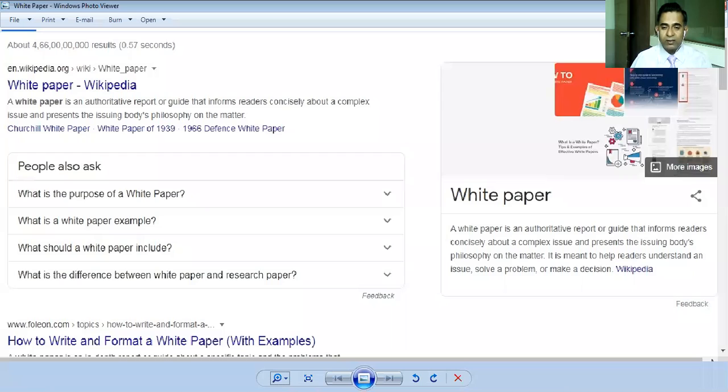So, the title of the white paper, I hope you understood now. It is also a research paper, but it is different in that it helps readers understand a problem or issue, and solve a problem or make a decision. The target audience or readers are generally commercial organizations or companies, compensation people and HR people who are facing certain problems. So generally they refer to such white papers. They are very authentic and credible.